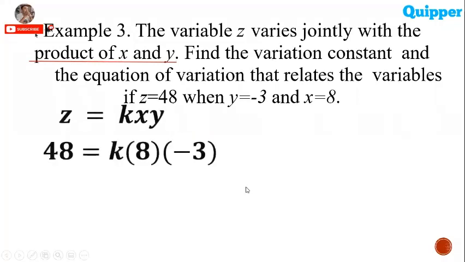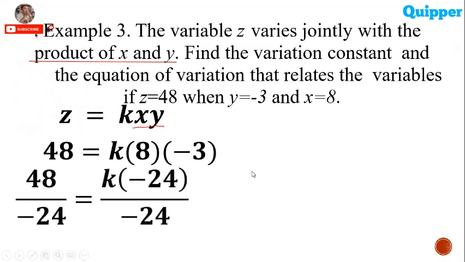The same process: write the equation for z varies jointly as the product of x and y. So you just multiply x and y, then that is how you write the equation. Substitute the values, 48 for z, 8 for x, -3 for y. Okay, so you're going now to solve this.